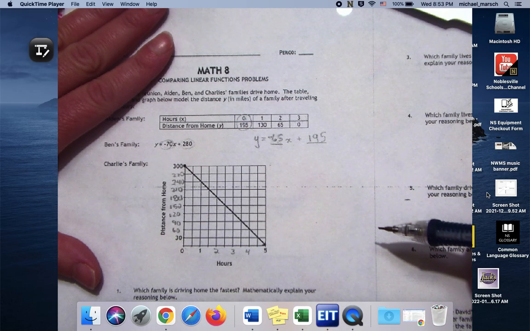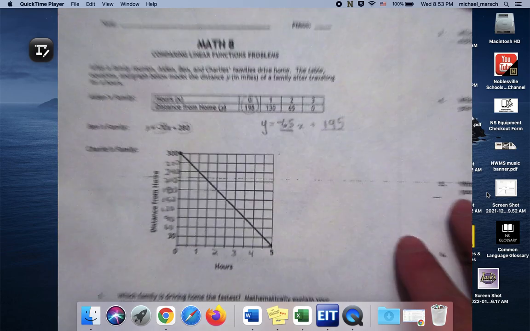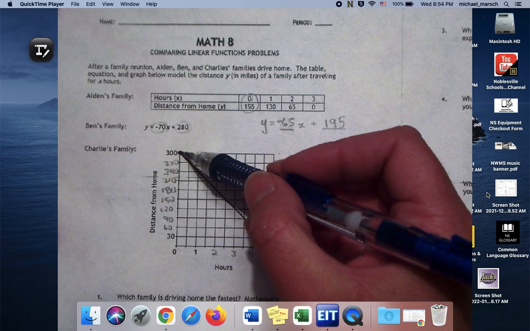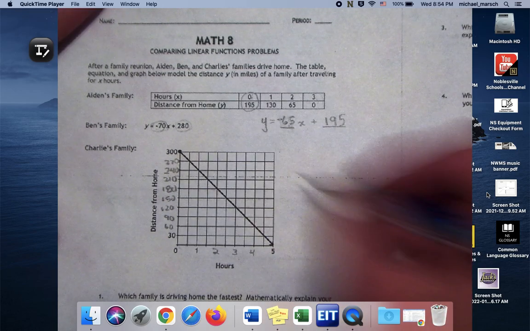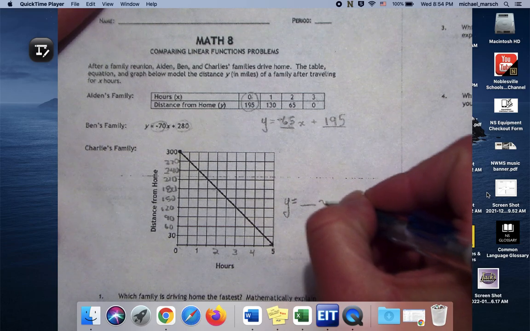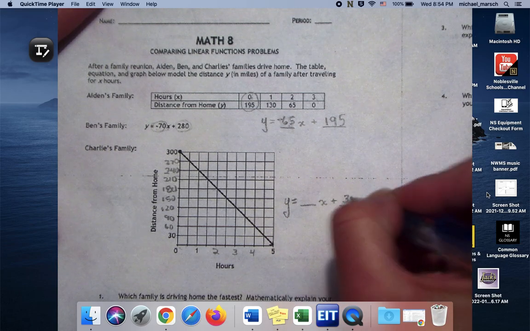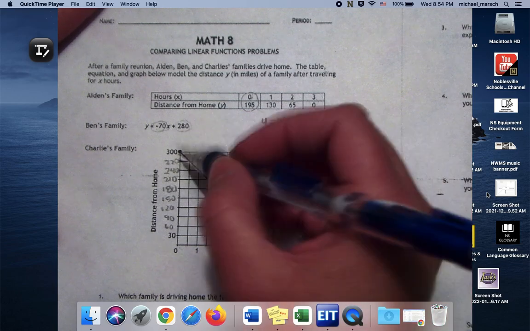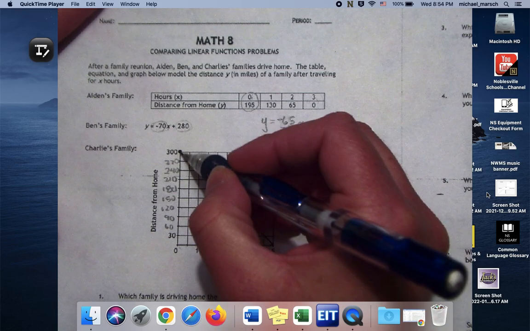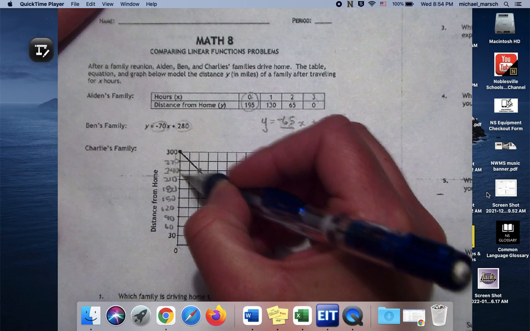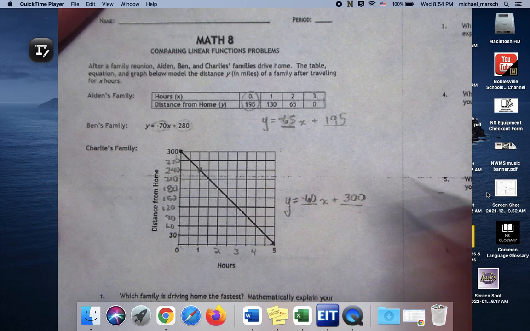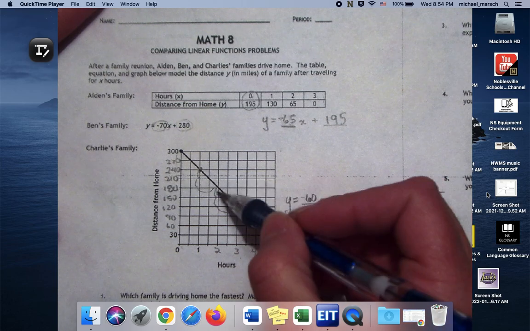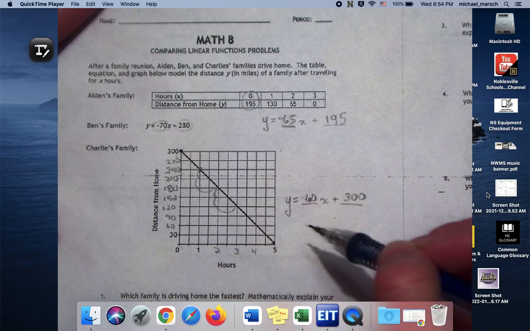So now we have our increments filled in, so we can fill out our equation pretty easy. So if you look here, he starts 300 miles from home. So that means that Charlie's family was the furthest from wherever the reunion was. So his equation is going to be y equals something x plus the 300 miles he is from home. So we need to figure out how many miles he went an hour. Well, if I go down and over to an hour, that means I went down 30, 60 every hour. So his is going to be negative 60, right? 30, 60, 1 hour, because each of these increments is worth 30 miles.